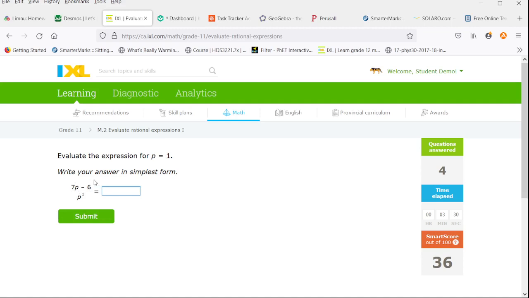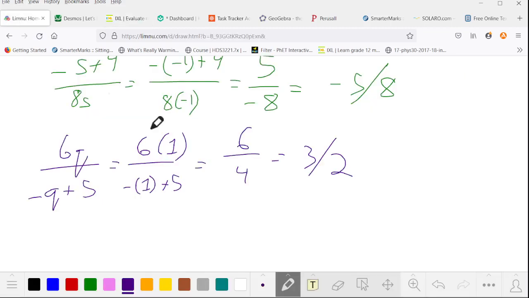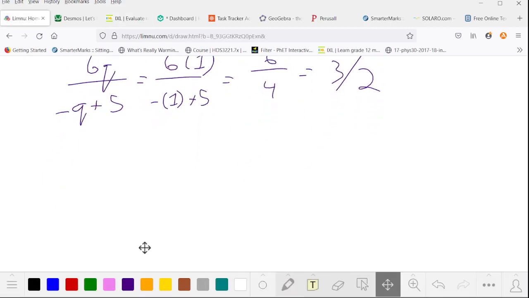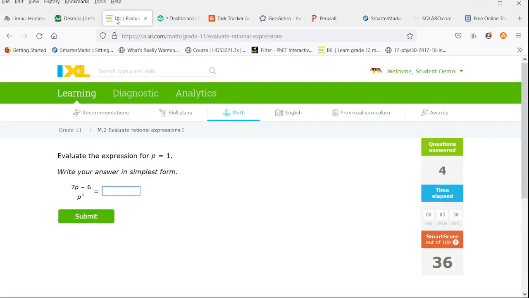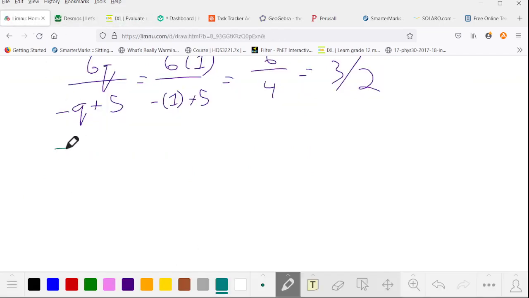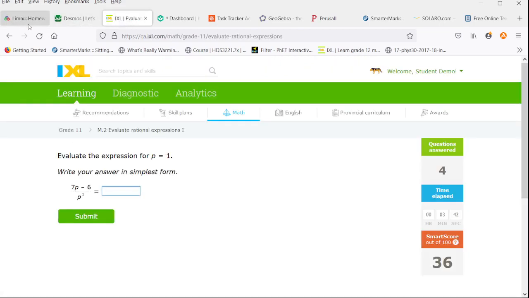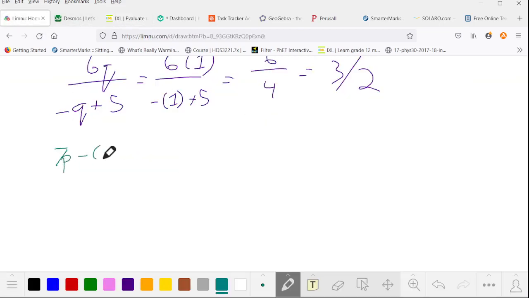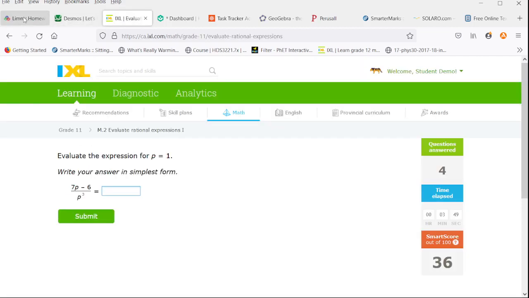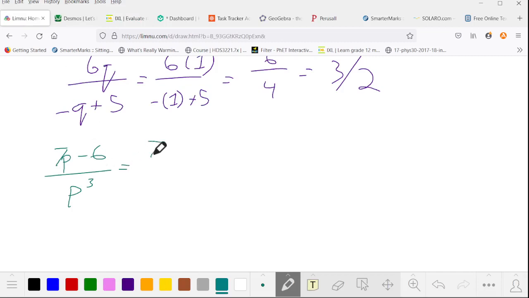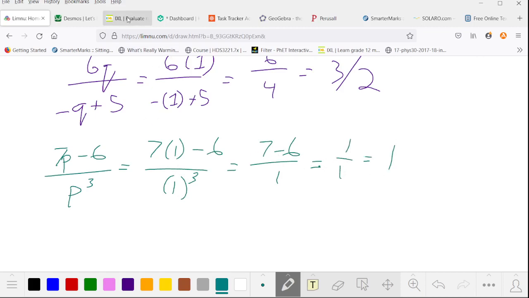Now we have 7p minus 6 over p cubed, again for p equals 1. So we could probably do it with mental math, but we will write it out just to reinforce the steps. So it's 7p minus 6 over p cubed for p equals 1. So that's 7 times 1 minus 6 over 1 cubed. 7 minus 6 over 1 is 1 over 1, which is 1.